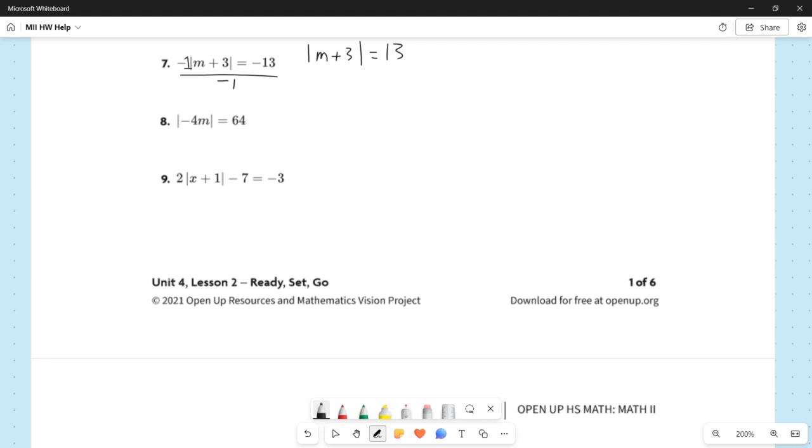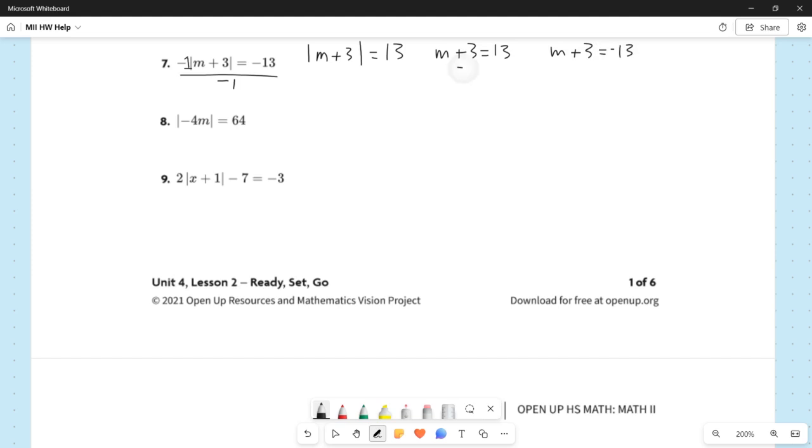Now I have the absolute value isolated, and so I can say, if the absolute value of m plus 3 is 13, then it's possible that m plus 3 is just simply 13, right? Because the absolute value of 13 is 13. It's also possible that in this case, m plus 3 is negative 13. Because again, when I take the absolute value of that negative 13, I will get 13.